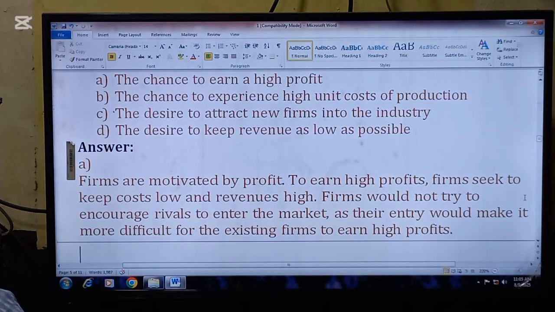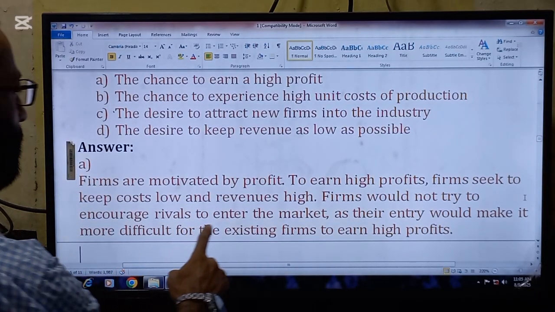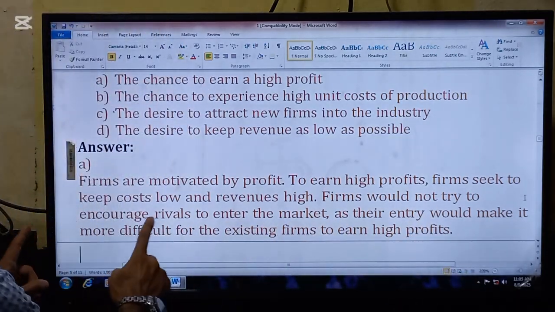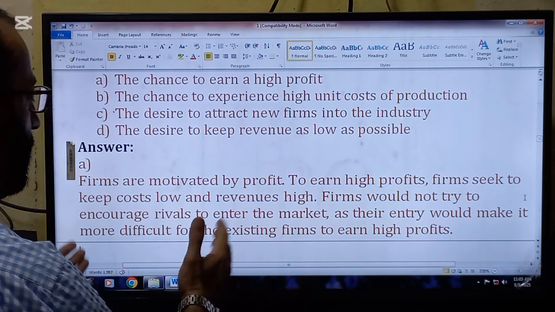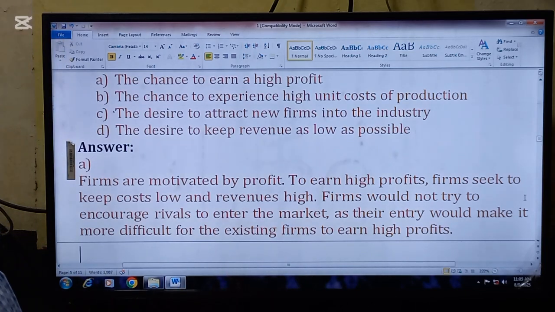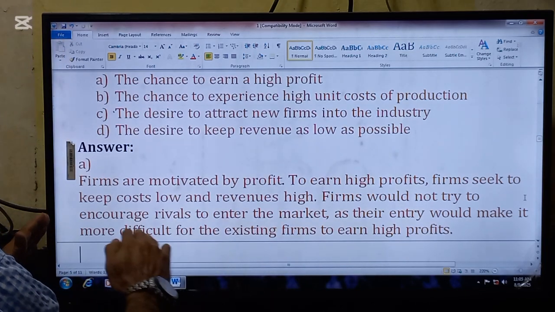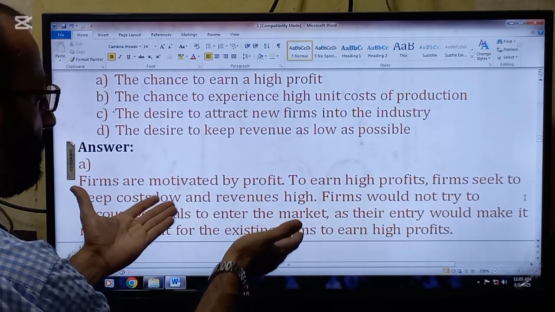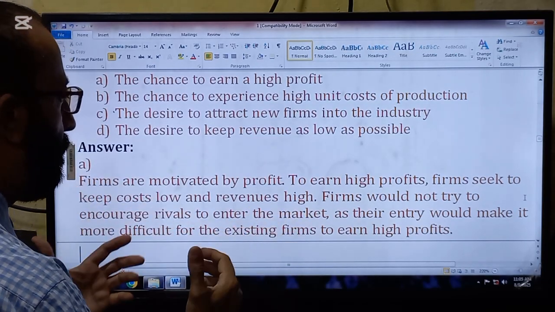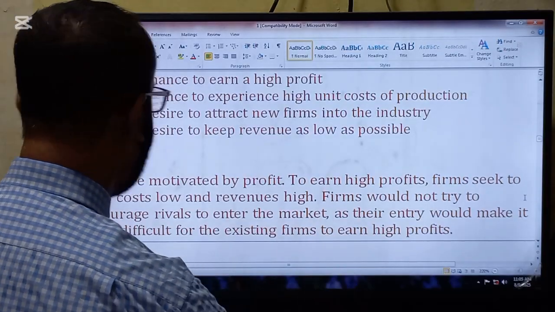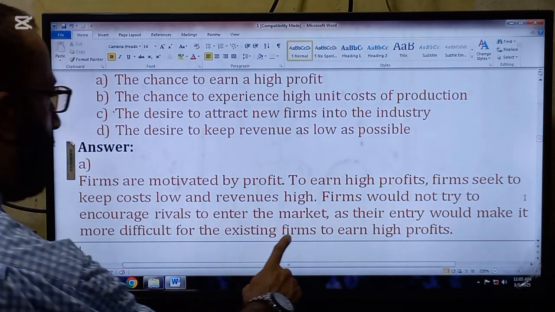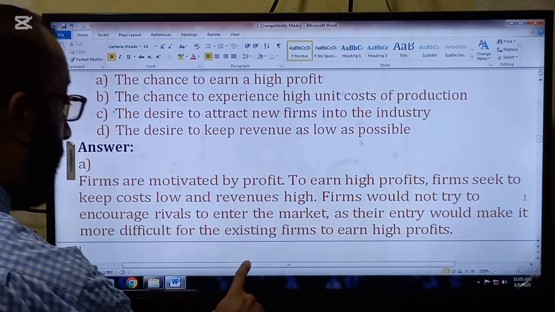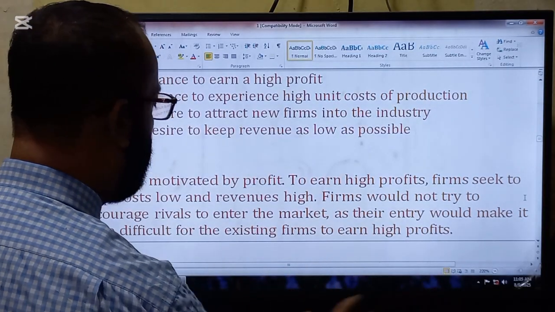So here is the answer. Firms are motivated by profit. To earn high profits, firms seek to keep costs low and revenues high. So this is the main target of any firm, to keep the cost as low as possible and revenues as high as possible. In order to earn maximum profit, firms would not try to encourage rivals to enter the market, as their entry would make it more difficult for the existing firms to earn high profits.